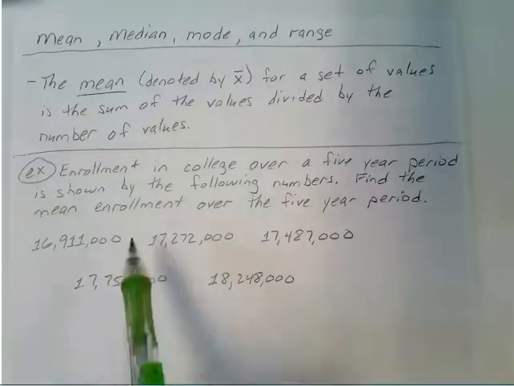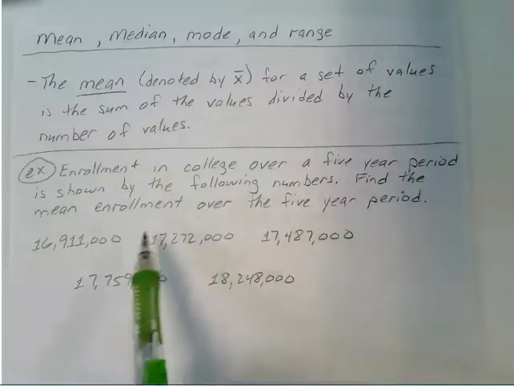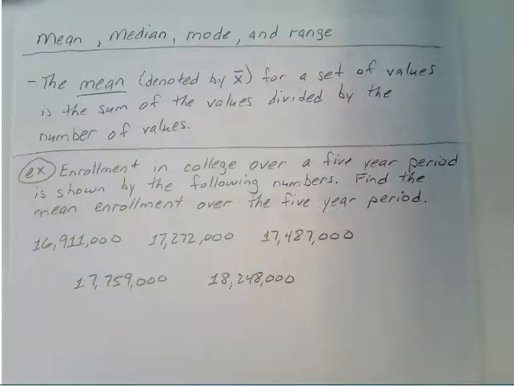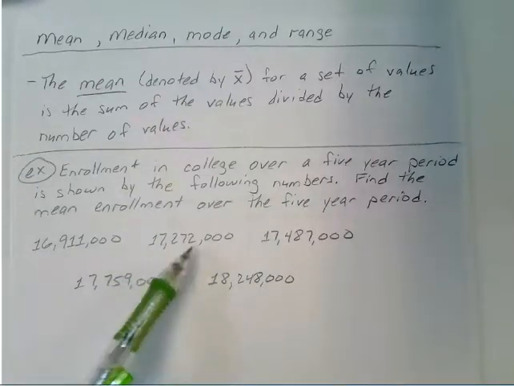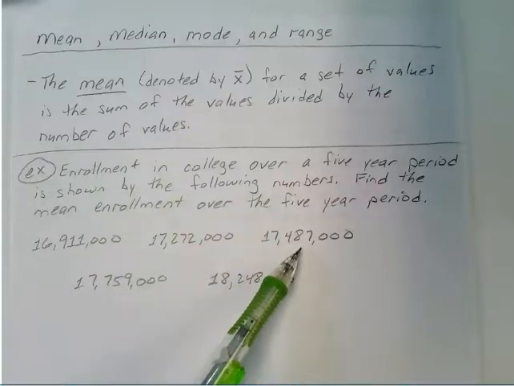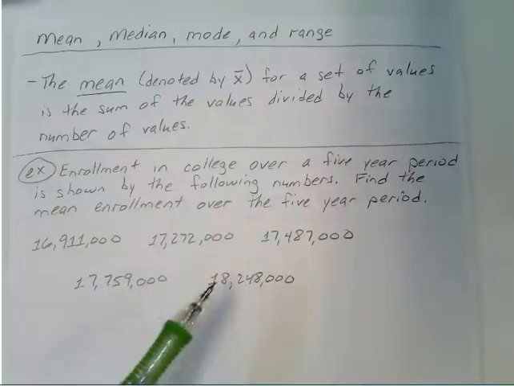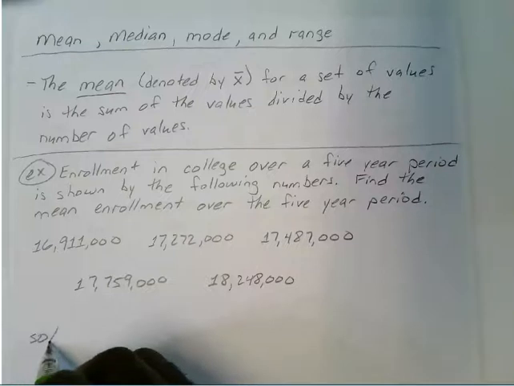For example, let's say enrollment in a college over a 5-year period is shown by the following numbers. Find the mean enrollment over the 5-year period. So you have 16,911,000, 17,272,000, 17,487,000, 17,759,000, and 18,248,000.